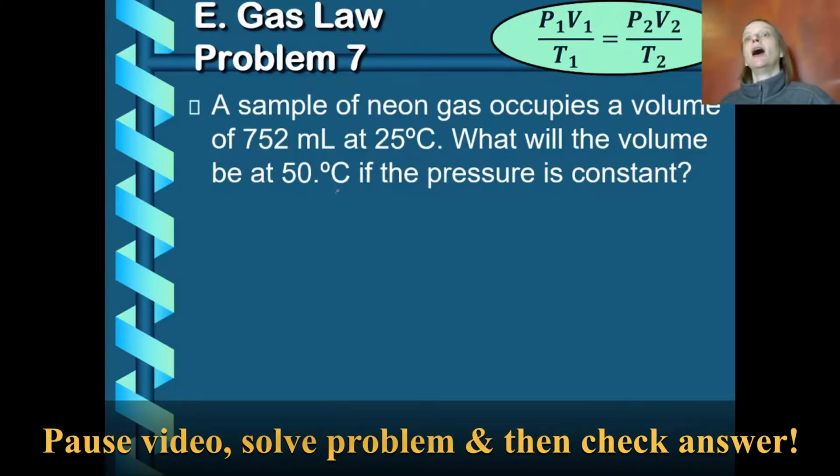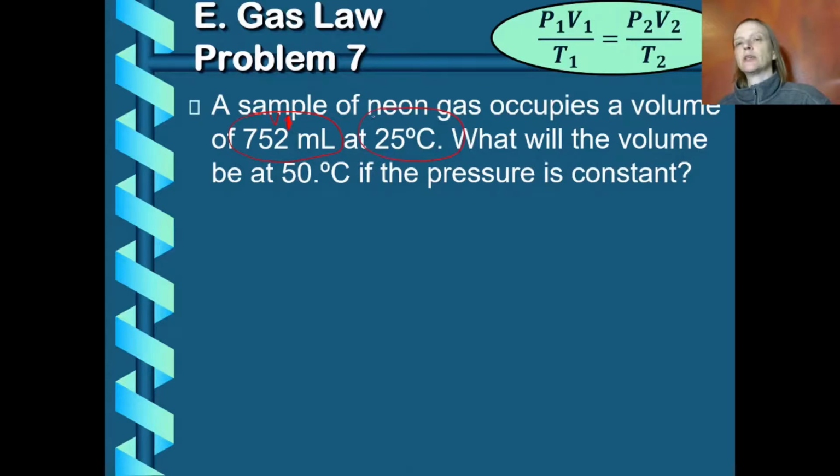Another example. A sample of neon gas occupies a volume of 252 milliliters, volume 1, at 25 degrees Celsius. This is temperature 1, but we need to convert to Kelvin always, and add 273, you get 298 Kelvin. What will the volume be at 50 degrees Celsius, so that's temperature 2, if the pressure is constant? So here it tells us that the pressure is constant, so you could kind of skip ahead if you wanted to and not include the pressure at all. But I like to cross things out. It makes me happy, so that's what I'm going to do. We're not using pressure at all, so I'm going to cross that out.